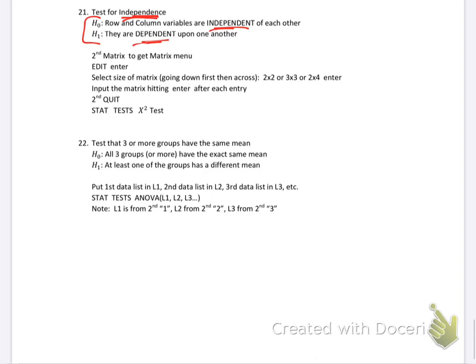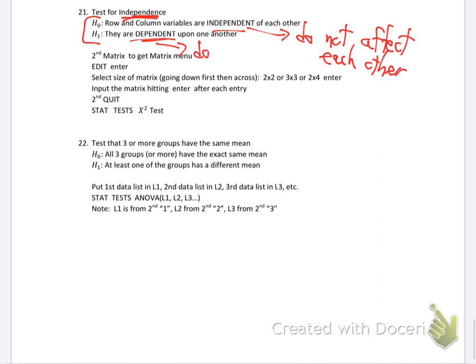Now, if you want to add to this, earlier I gave you some information you might want to add in. What does independent mean? If two things are independent of each other, independent is they do not affect each other. Dependent means they do affect each other. All right, if that helps.